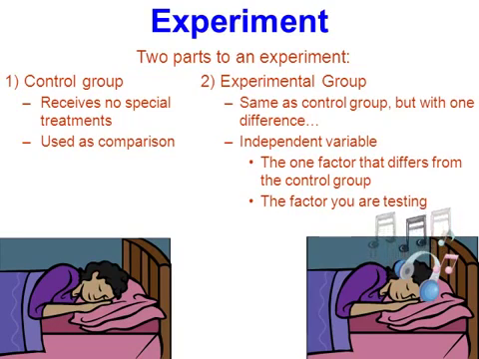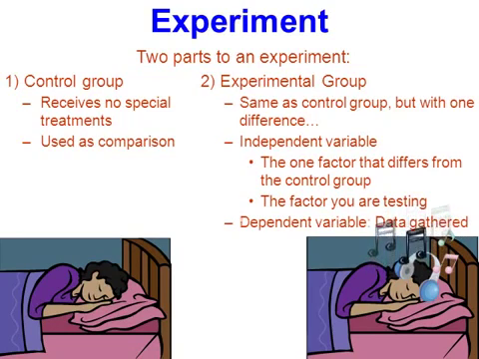Well, that's going to generate data, and we call that data the dependent variable. And I hope you see why it's called the dependent variable. The amount of sleep she gets can be recorded. The amount of sleep that she gets depends on whether or not she listens to music. So I hope you see why it's called the dependent variable.